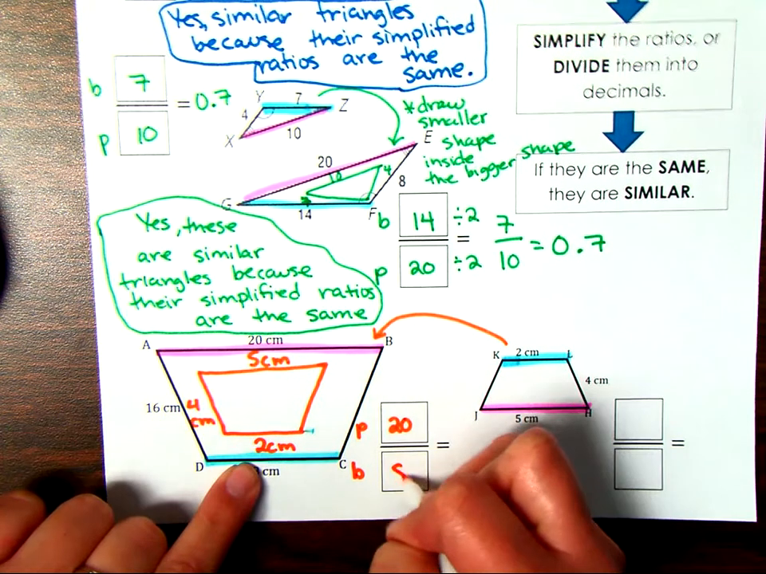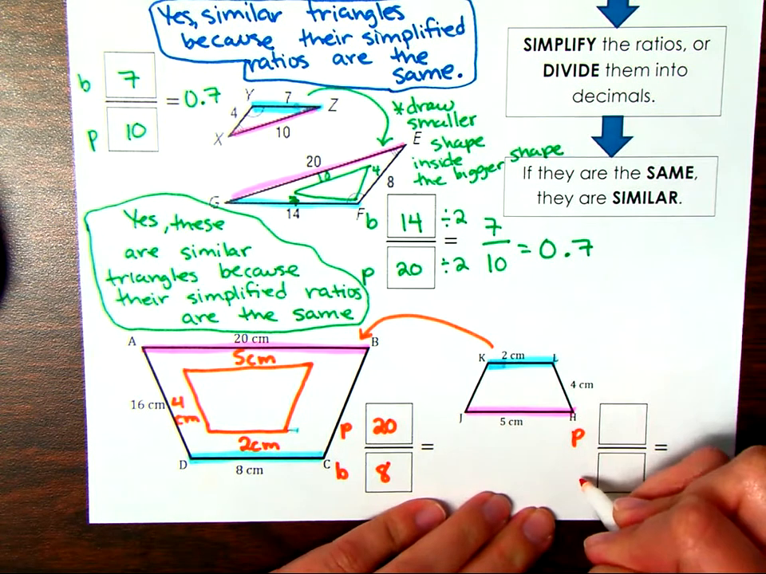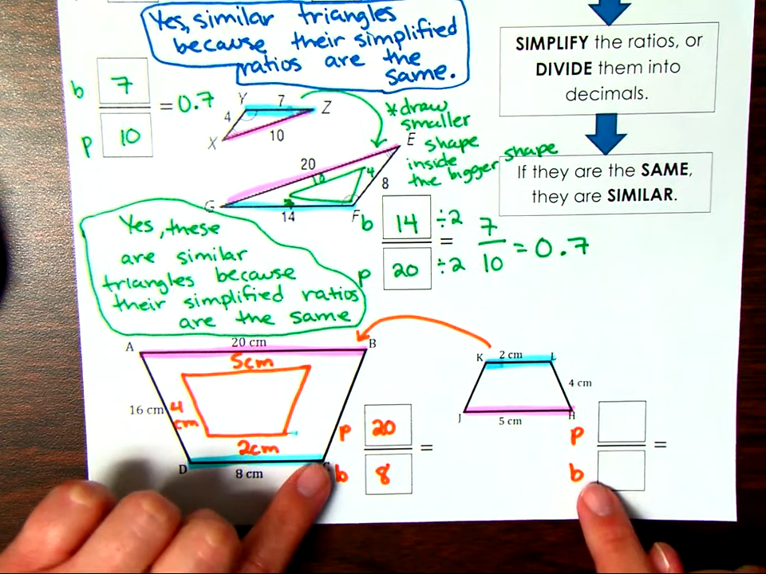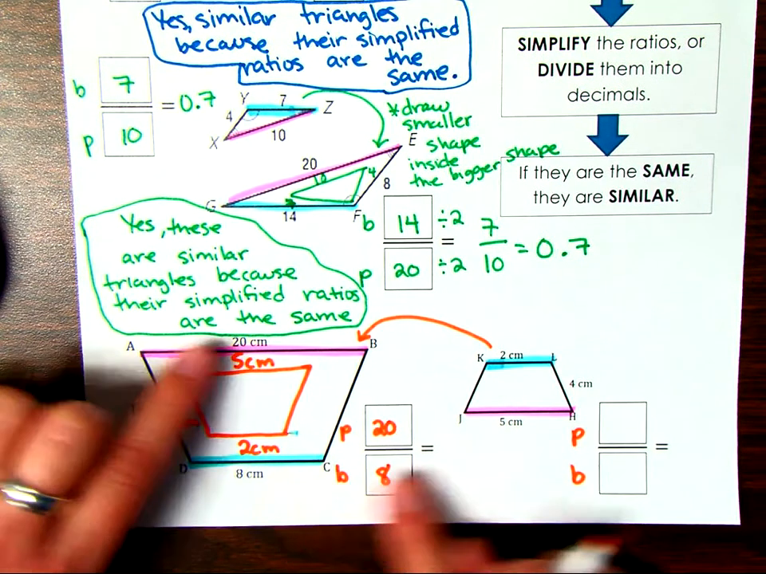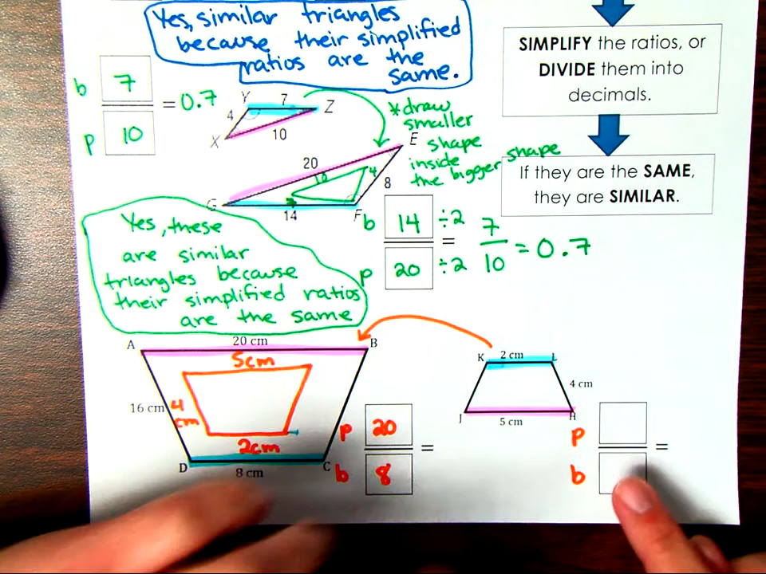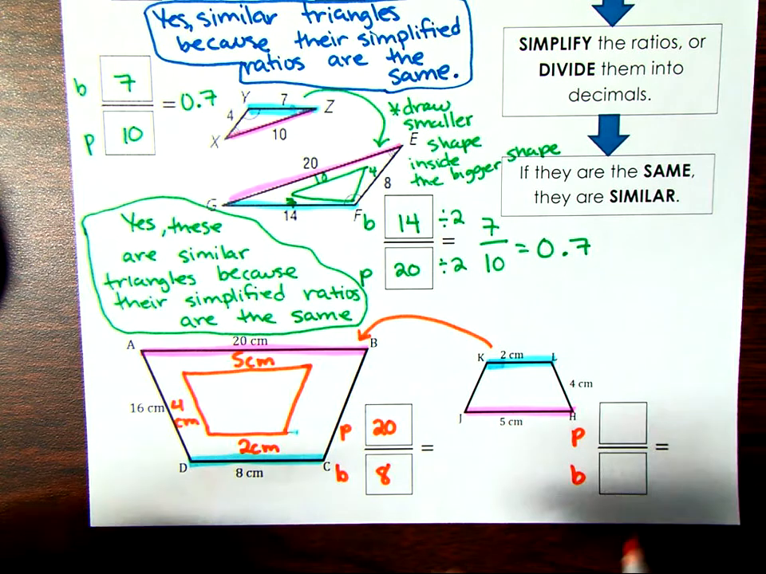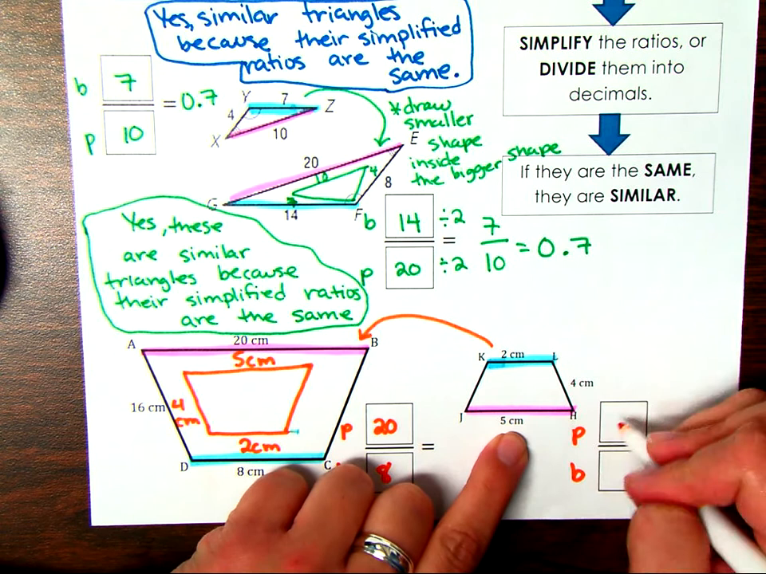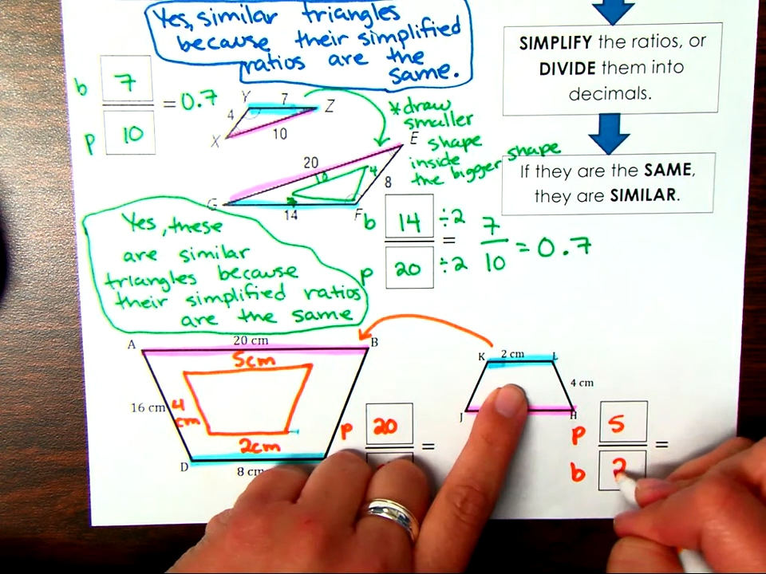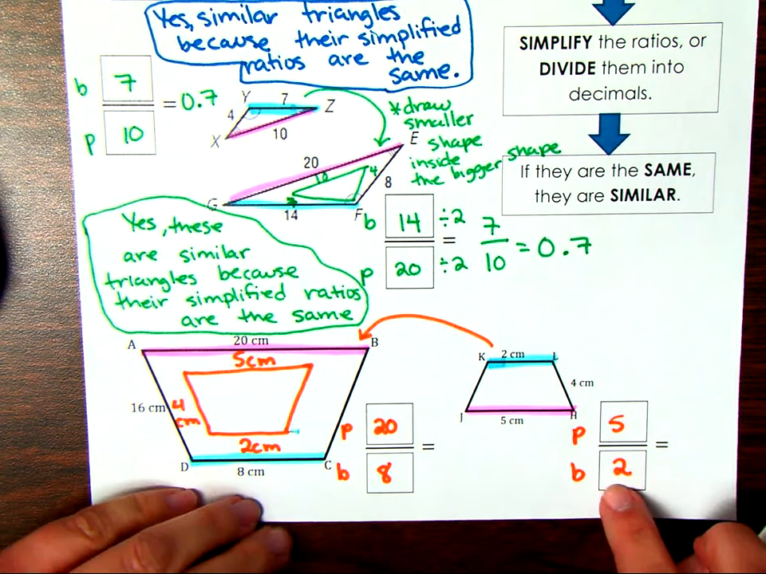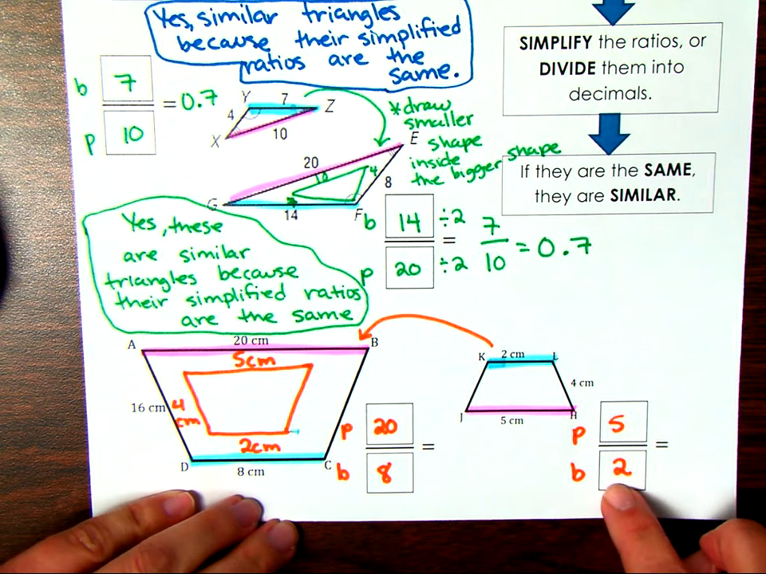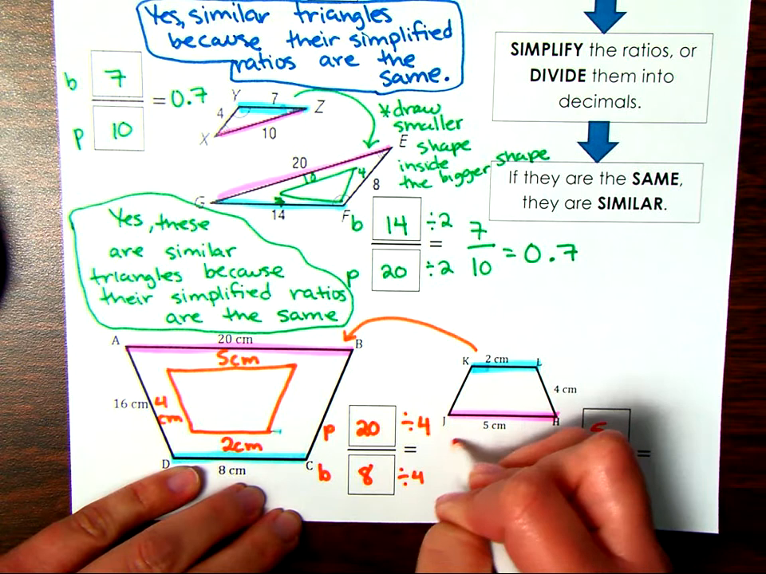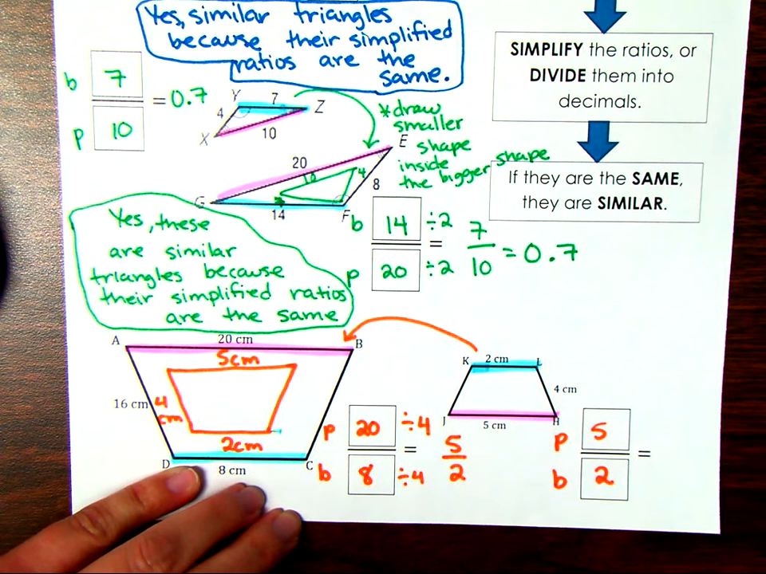So I'm going to compare the same ratio. Now when I'm comparing the ratios, I have to do the same order. I can't do pink to blue on this larger one and then blue to pink on this smaller one because that's a different corresponding side. So we have to make sure we write it that way. That's why I label mine over here. So this is 5 to 2. Well, 5 to 2 is already reduced, but 20 and 8 can both be divided by 4, and we get 5 to 2. So again, these are similar.